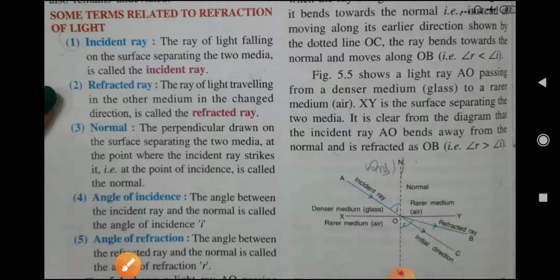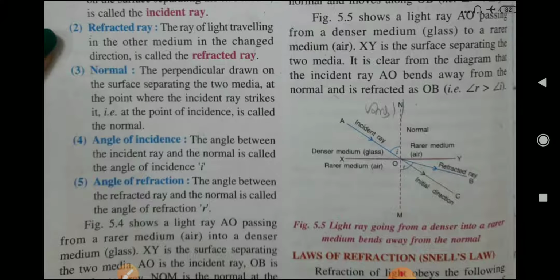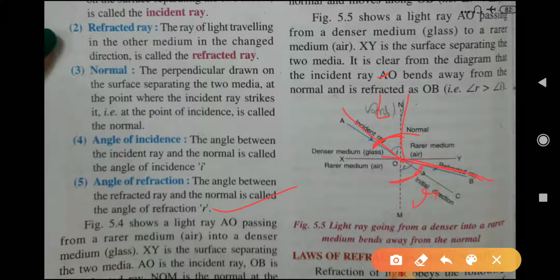Now, angle of incidence. The angle between the incident ray and the normal is called the angle of incidence. As you can see in this diagram, this is the normal and this is the incident ray. The angle between the incident ray and the normal is known as the angle of incidence and is denoted by i. Now, angle of refraction. The angle between the refracted ray and the normal is called the angle of refraction, and it is denoted by r.